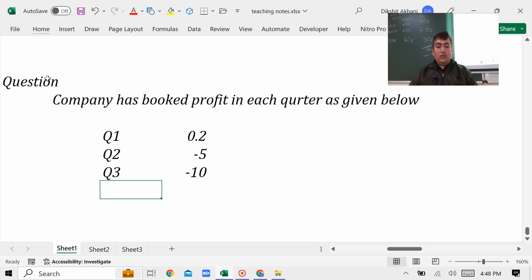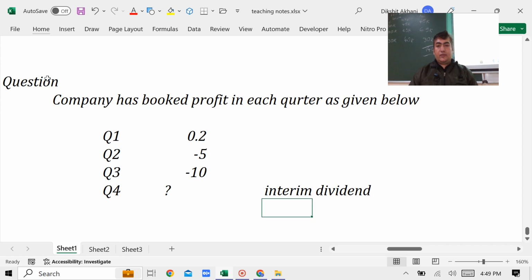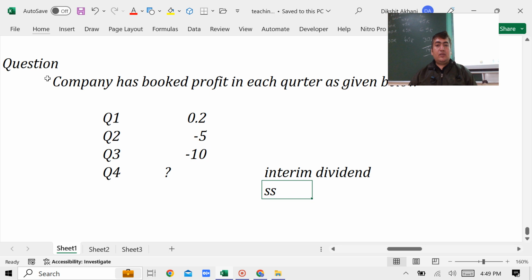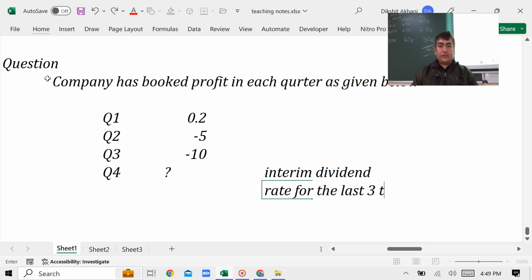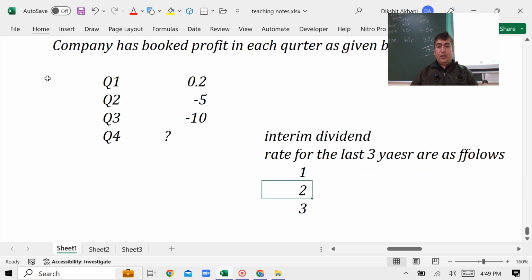And quarter four, we don't know, because in quarter four the company wants to give an interim dividend. So they have profit, but they are not sure. Got the point? Interim dividend rates for the last 3 years are as follows: year one, year two, and year three. Let me take it as 12, 15, and 9 in the last 3 years.